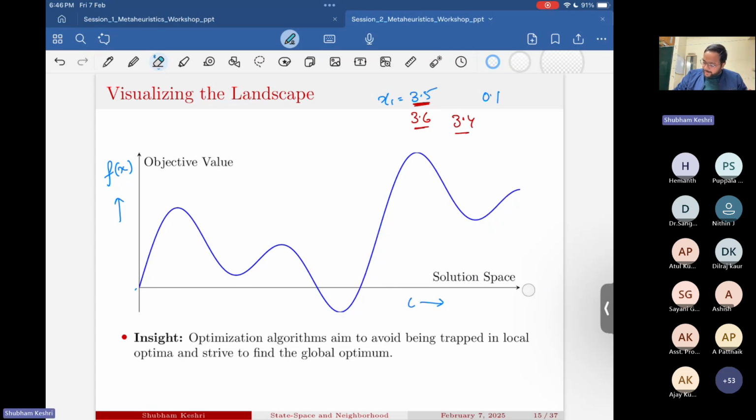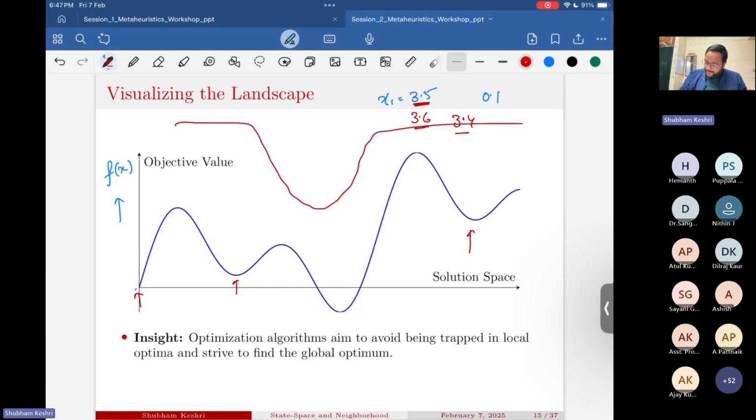Suppose there are many local optima over here. If there is a way to modify this landscape and make it, instead of multiple local optima, have one global optimum, and then start the local search, then you start at any point and you will come to this point. So we will try to do something like that.